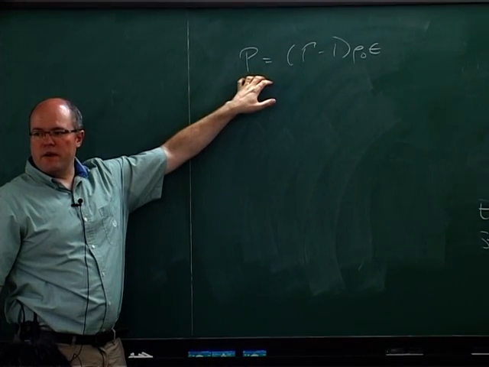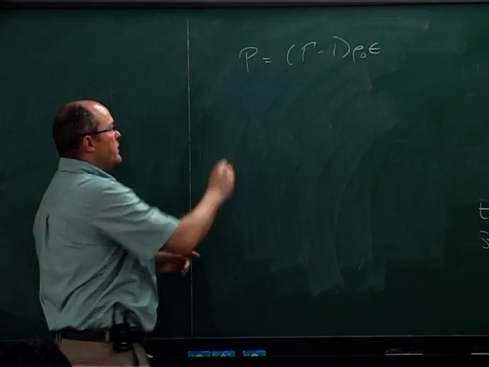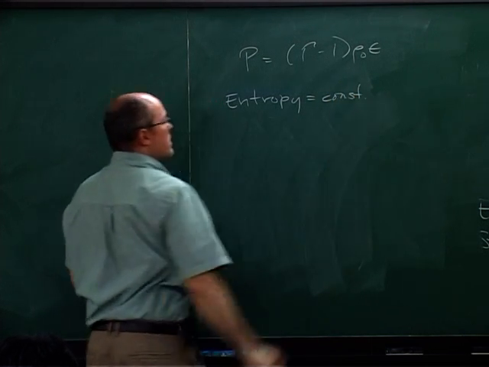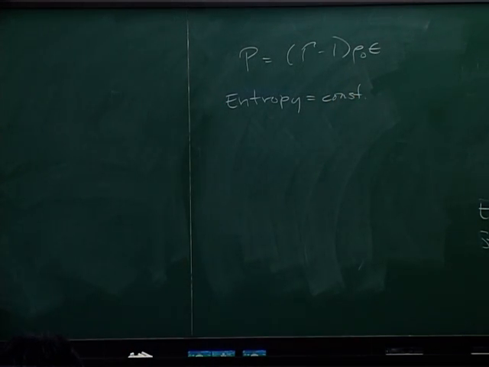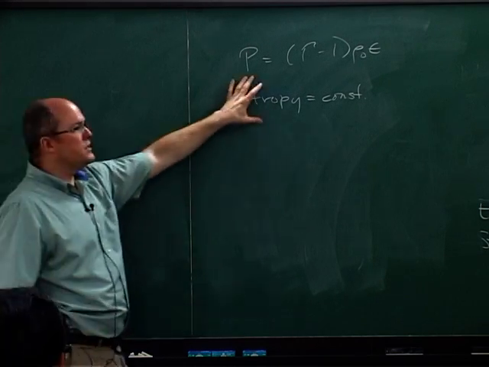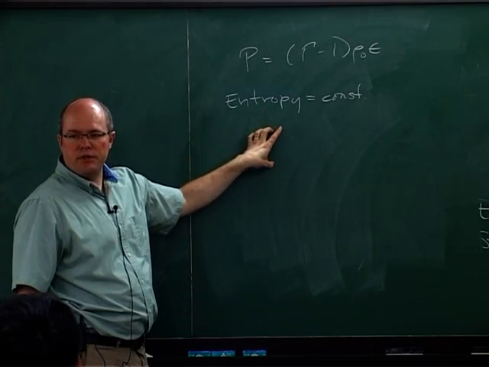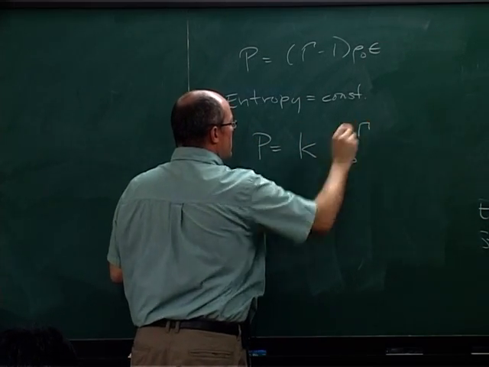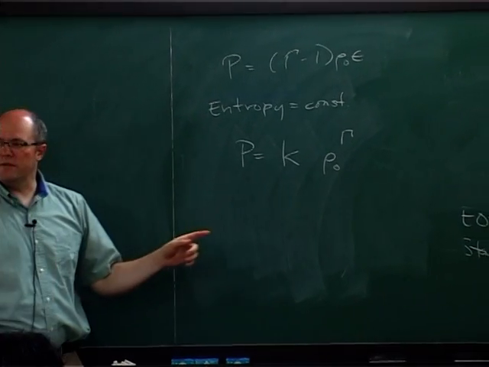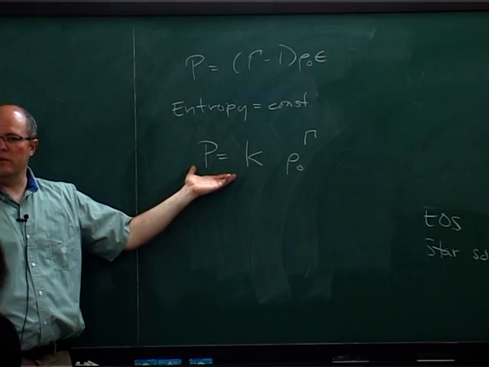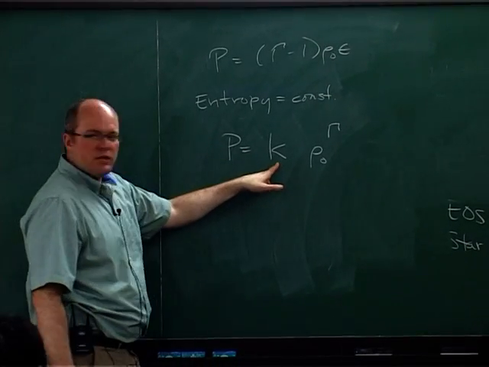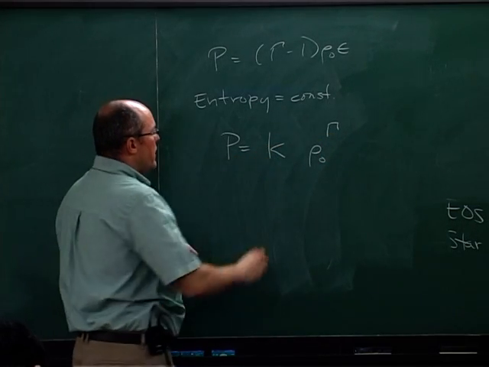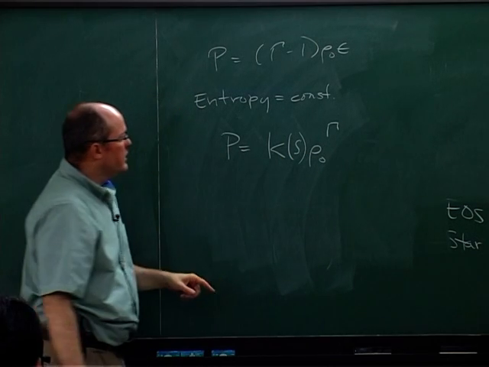Now, if I look at the first law of thermodynamics, and if I say that the entropy is constant, so this is a reversible process, then I can rewrite this equation of state in a different form called a polytrope. And that looks like this. This is a form of the equation of state you probably have seen often. This K is a constant, and gamma is a constant. It's called the adiabatic exponent. I'm going to put here explicitly that there's an S.